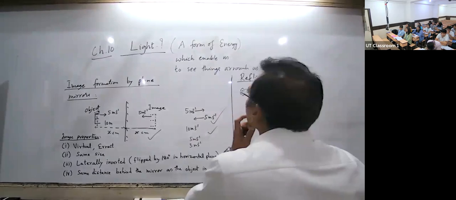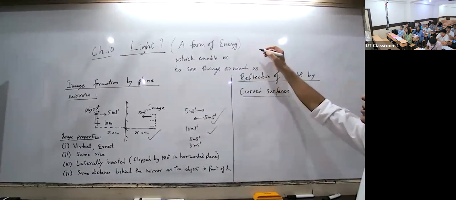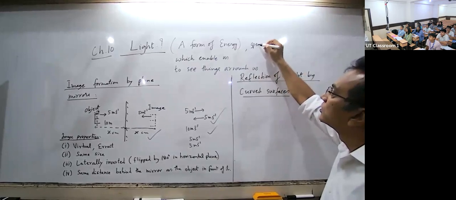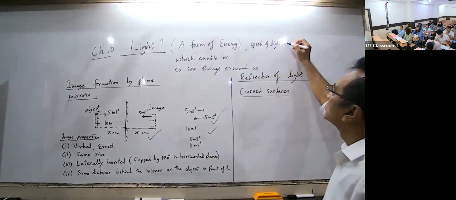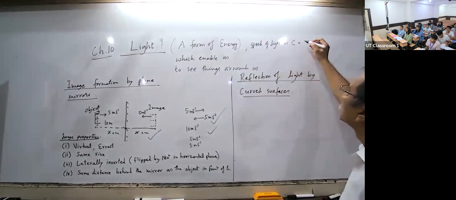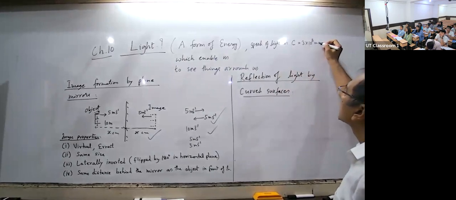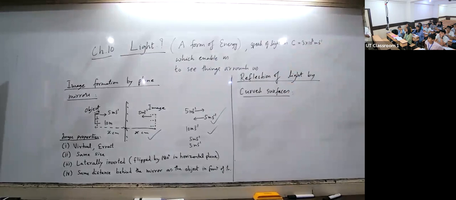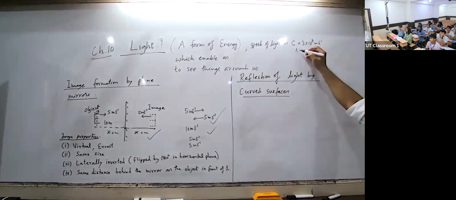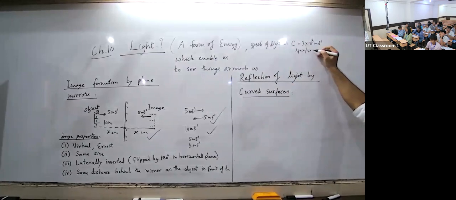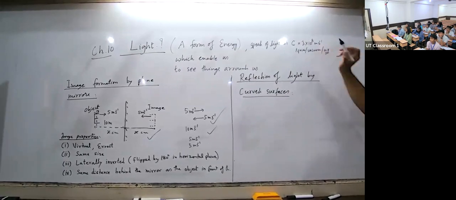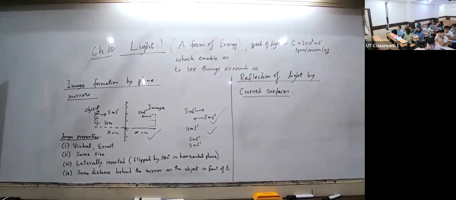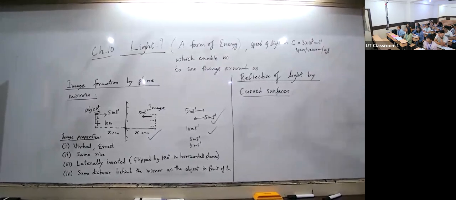Before going here, I think I forgot to tell you the speed of light. Everybody knows this. Its symbol is c, 3 into 10 raised to 8 meter per second. In what medium? In space or vacuum. In air, it is slightly less. Air means atmosphere, slightly less but almost the same. In any other medium, the speed of light will be less.